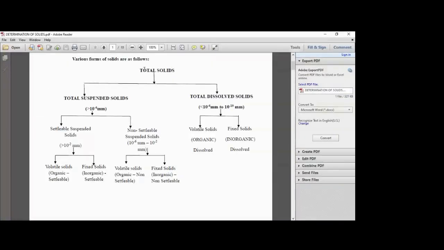Now I have to find out total solids. So I will take a known volume of wastewater sample and evaporate it, right? The remaining solids are nothing but the total solids. Now I have to find out the total dissolved solids.